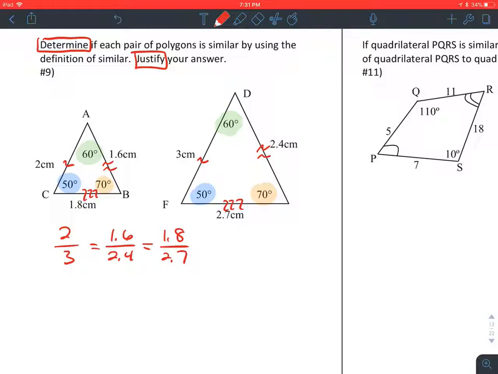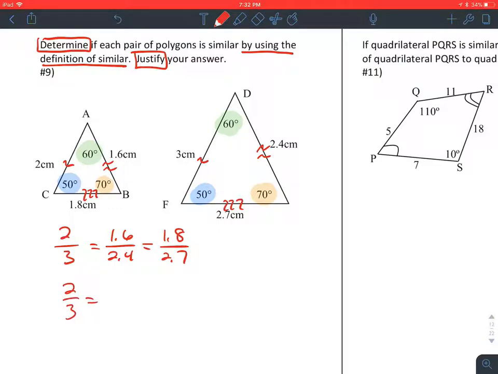Actually, you know what? I'm sorry. I was going to say we could just say angle-angle similarity, but it says determine if they're similar by using the definition of similar. So we can't use the shortcut theorem of the angle-angle similarity. I was going to try to do that, but I just caught myself. I wouldn't be following the directions.